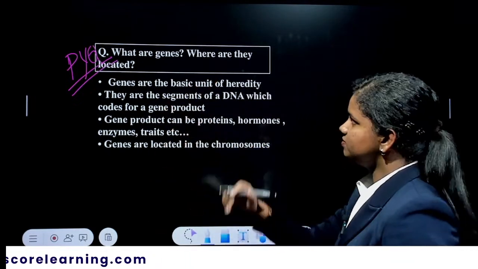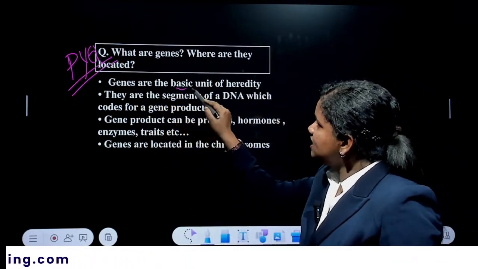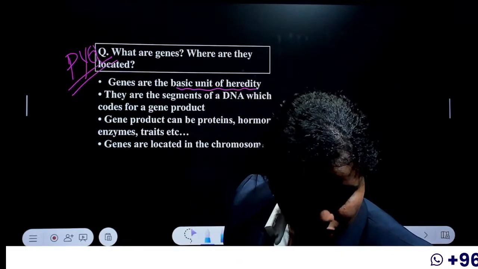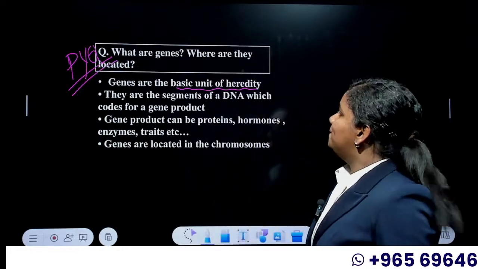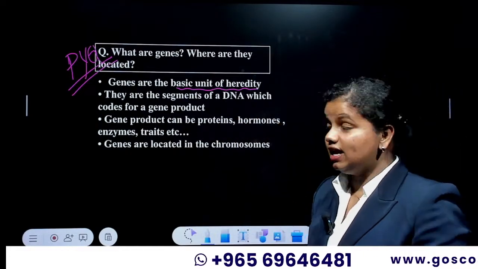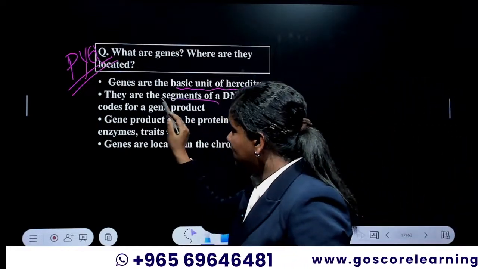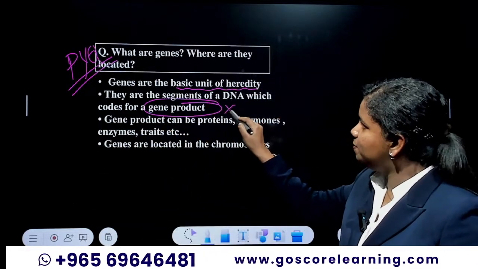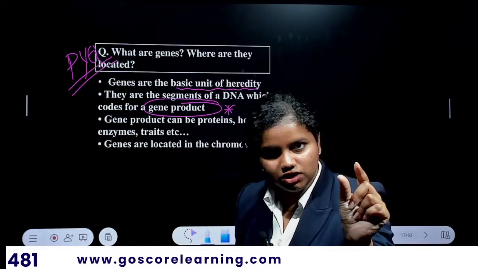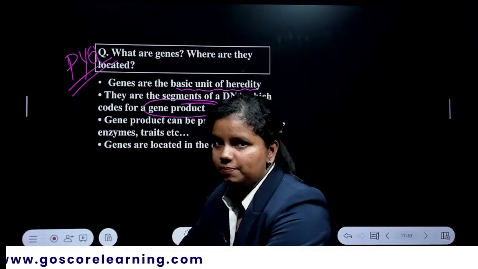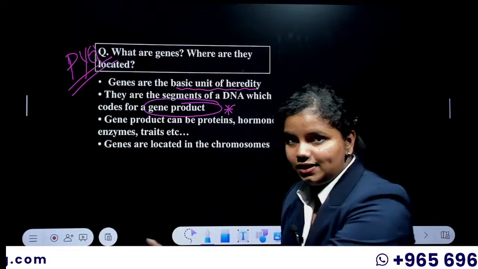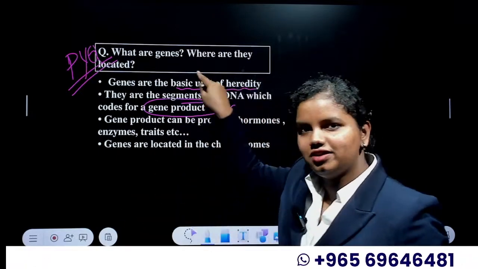What is a gene? Genes are the basic unit of heredity, and they are the segments of a DNA which code for a gene product. Very important point. If you have a gene in your DNA, that goes to your baby, and the baby gives it to its baby. So that is a unit of heredity, from one generation to the next generation.